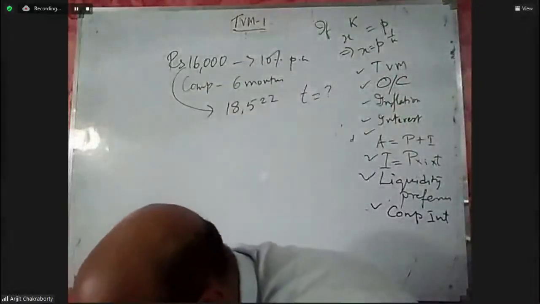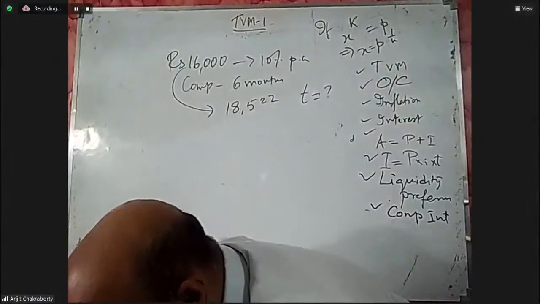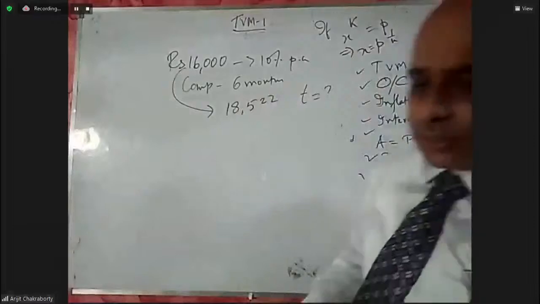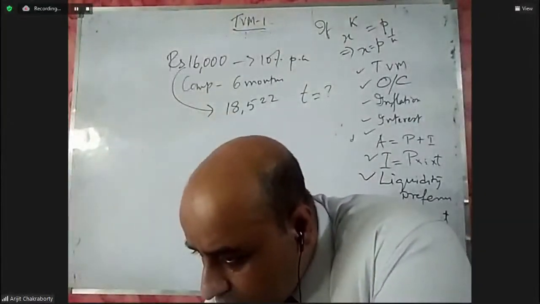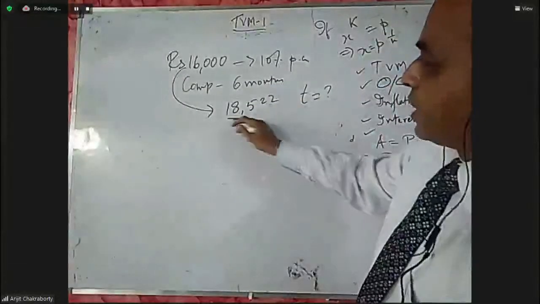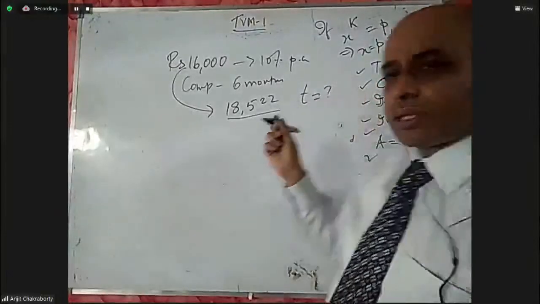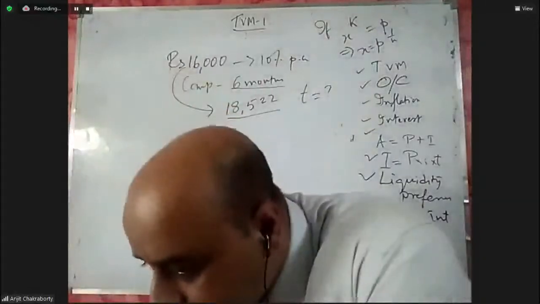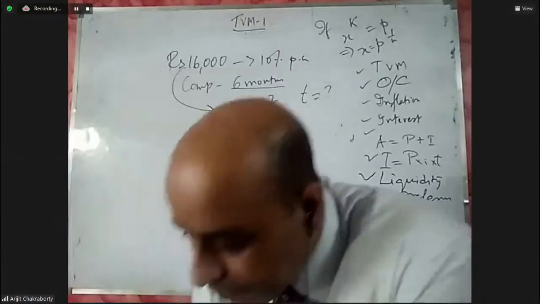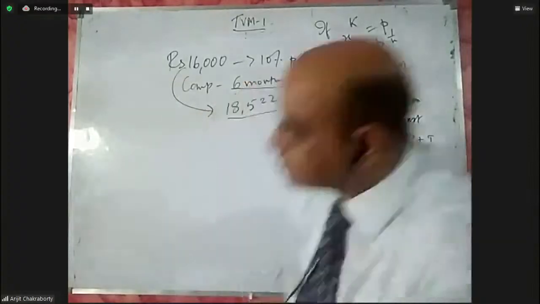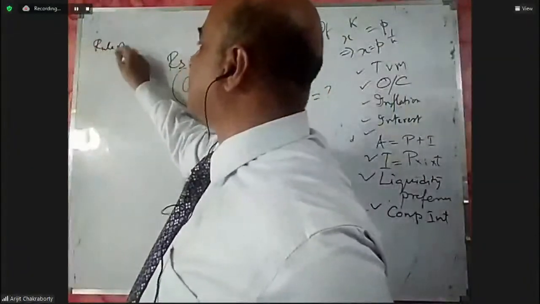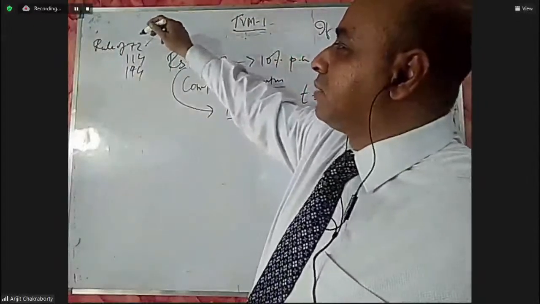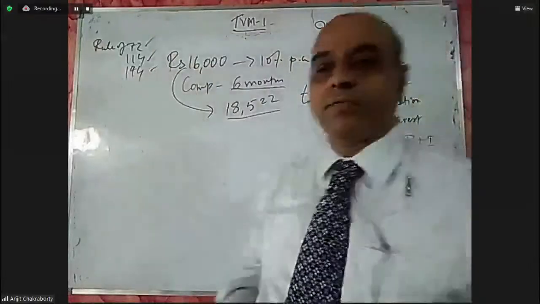So let us just review the problem and see how we can solve it. The given problem is 16,000 is the principal, right? And it becomes 18,522. The compounding is done every 6 months, and the interest rate is 10%. Just remember the rule which I said, the rule of 72, rule of 114, and rule of 144. To find the time taken to double your money, divide 72 by the interest rate, 114 for three times, and 144 for 4 times.